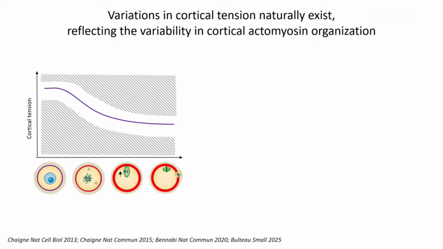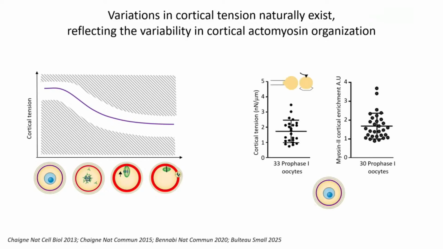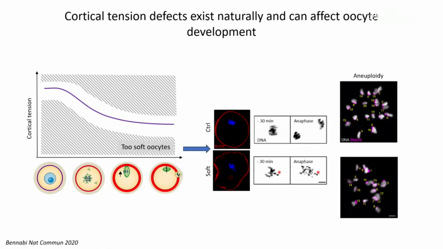Interestingly, variation in cortical tension exists naturally. We can measure it with biophysical techniques such as micropipette aspiration and atomic force microscopy, and you see that you have a variation in cortical tension in prophase oocytes, with some oocytes being stiffer than others. And this actually reflects the variability in cortical actomyosin organization. Here, for example, you see myosin 2 cortical enrichment, and some oocytes have a lot of myosin 2 at their cortex and some have less. It is known also that cortical tension defects exist naturally and can affect oocyte development.